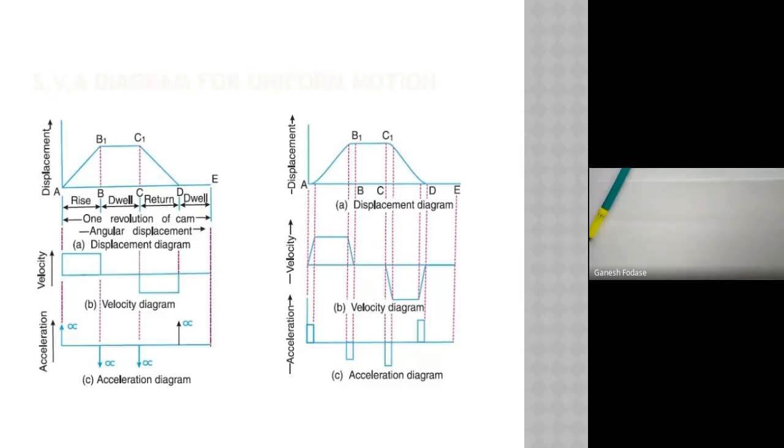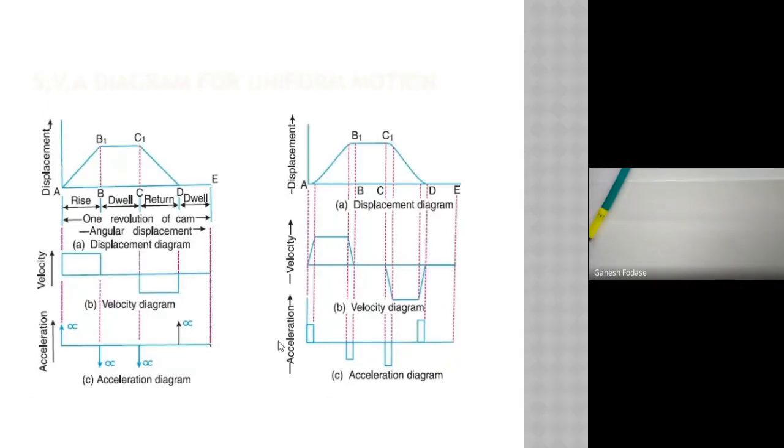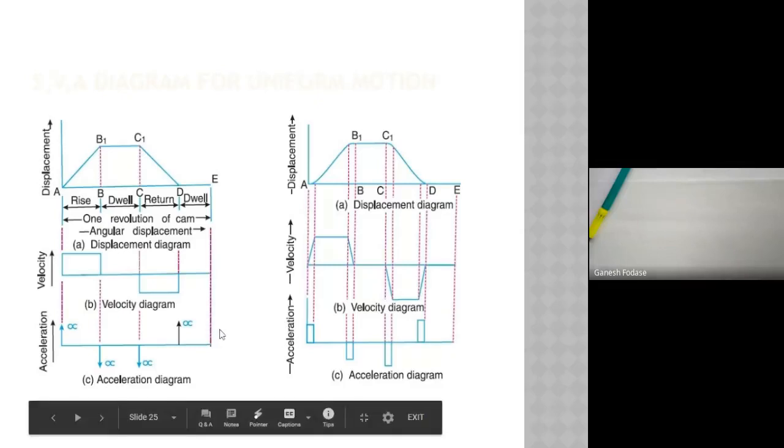So this one is the modified uniform velocity acceleration diagram. This one is the simple uniform velocity acceleration diagram. And you can predict something from this diagram. So these are used for low speed applications.